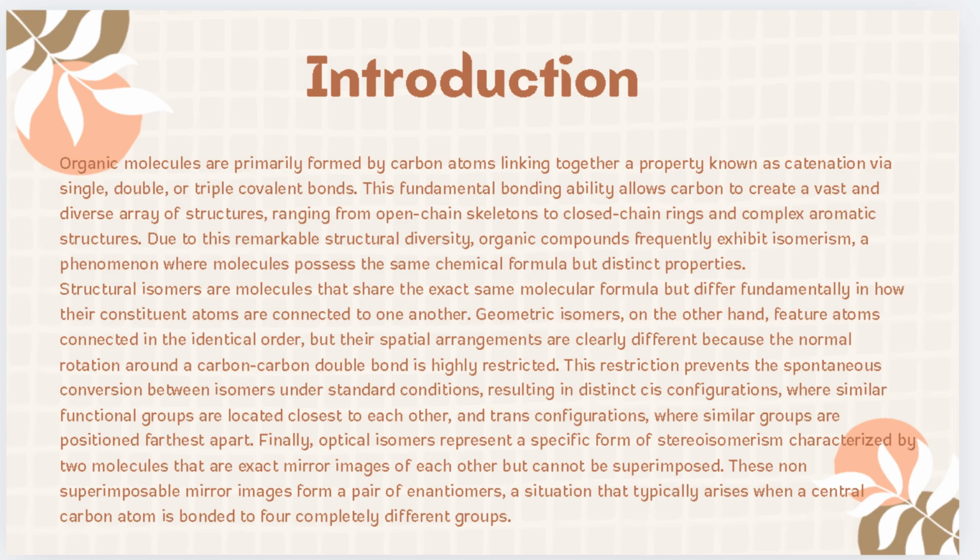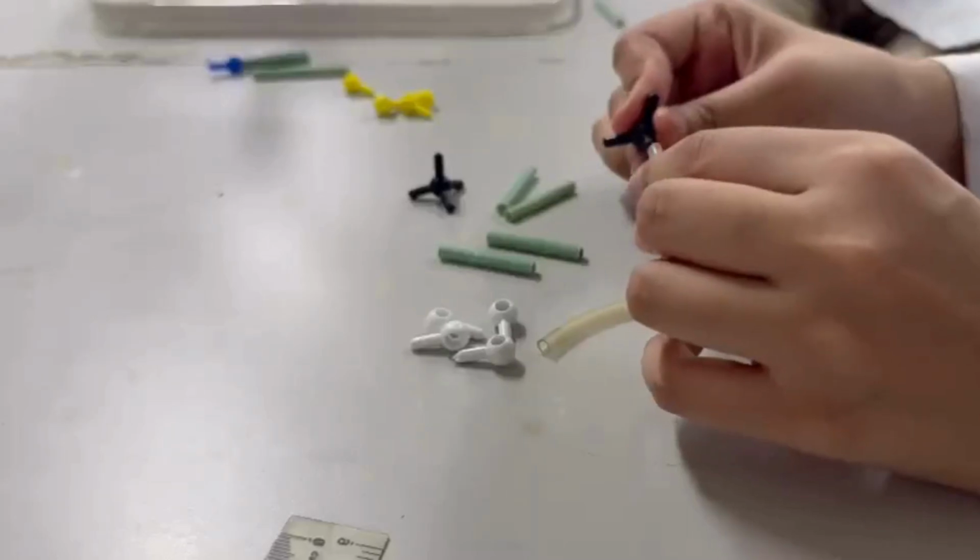Finally, optical isomers represent a specific form of stereoisomerism characterized by two molecules that are exact mirror images of each other but cannot be superimposed. These non-superimposable mirror images form a pair of enantiomers, a situation that typically arises when a central carbon atom is bonded to four completely different groups.